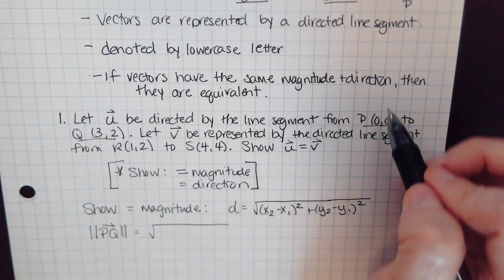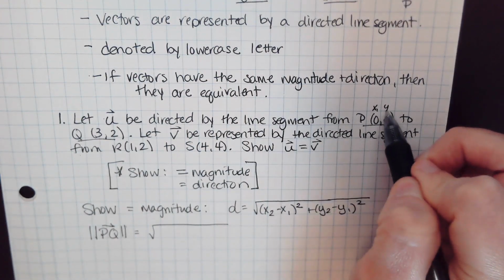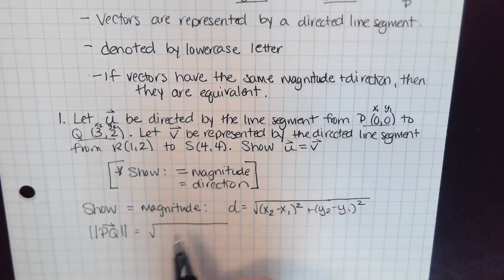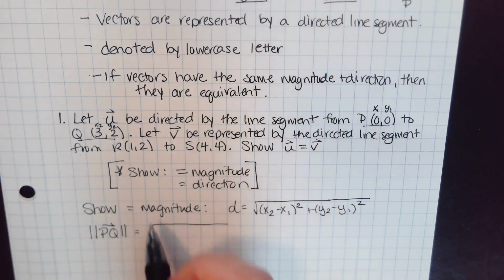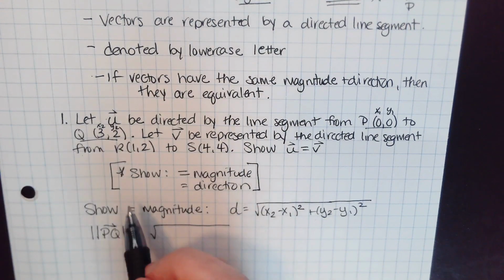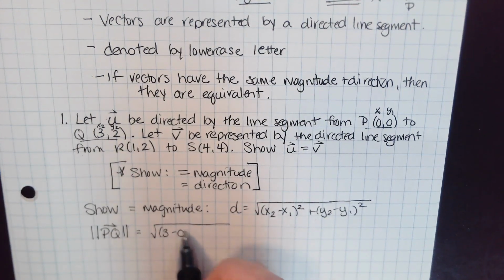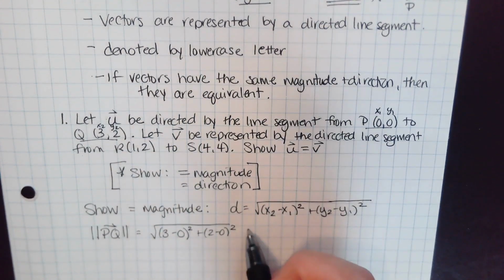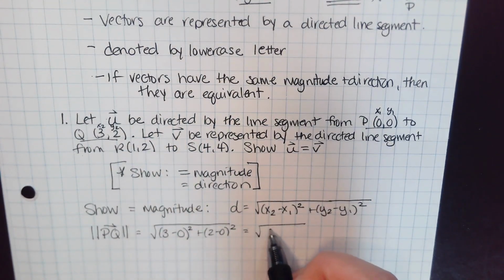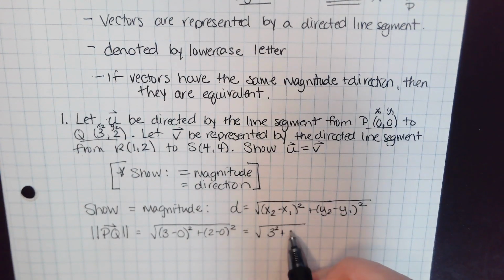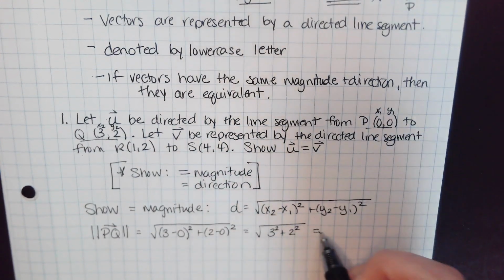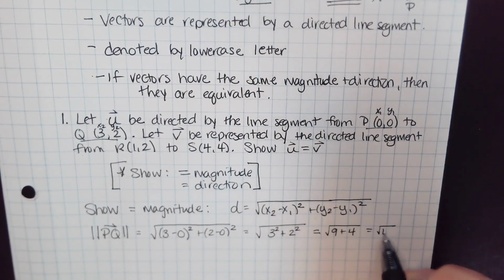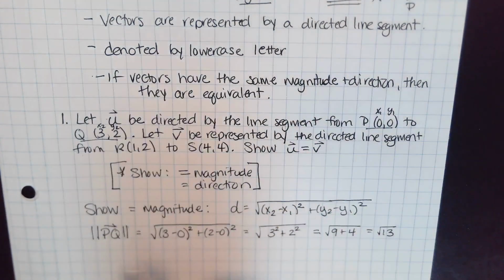So in geometry, you might have called one x sub 1, y sub 1, and x sub 2, y sub 2. If that helps you, feel free to do that. So we take our x sub 2, which was 3 minus 0 squared plus 2 minus 0 squared. So now I have 3 minus 0 is 3 squared, 2 minus 0 is 2 squared. That gives me 3 squared is 9 plus 4, which is the square root of 13.